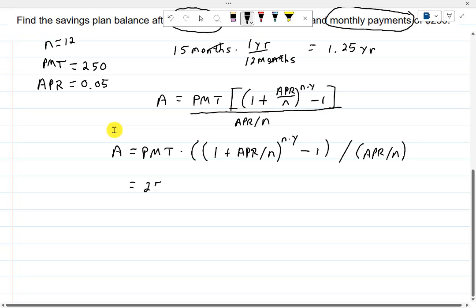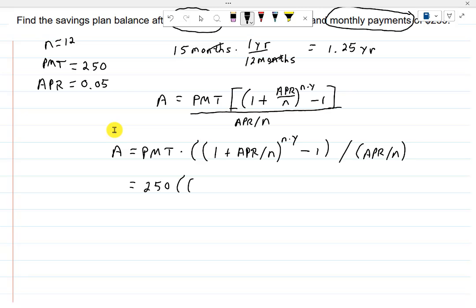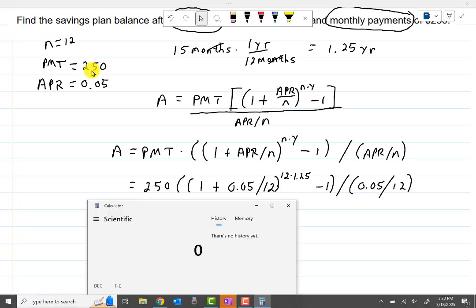So my payment was 250. 1 plus the APR is 0.05 divided by 12. And then in the numerator, in the exponent here, I have 12 times 1.25. And then subtract 1, slash, and down here I'll do 0.05 slash 12. We'll see how hard this is to get into the calculator. All right, I've positioned my calculator right underneath of this thing. Let's see if I can get it to go in.